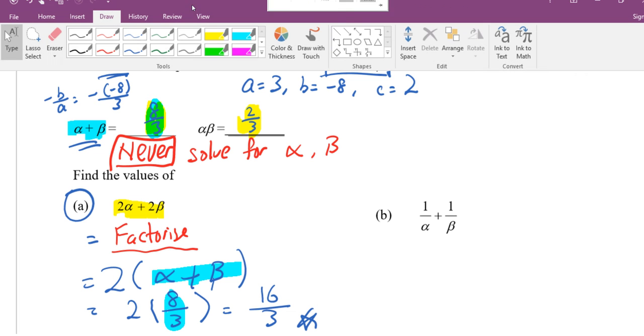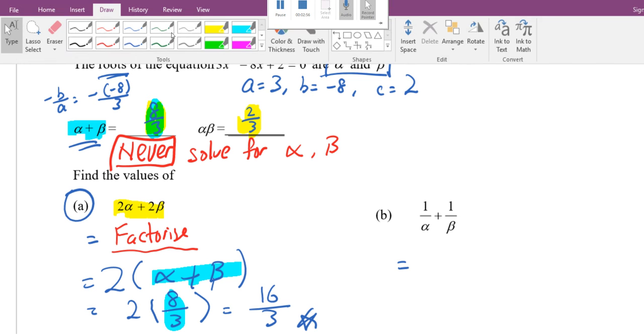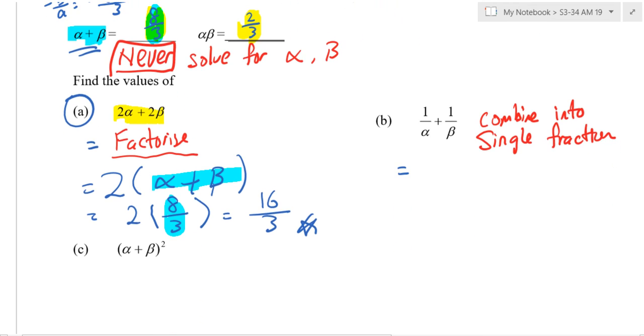Now next, what happens if I have this where I cannot factorize? Can you write in red? I combine into a single fraction. Can you try now? How to convert to a single fraction? Same what? Denominator. Same base, same denominator.